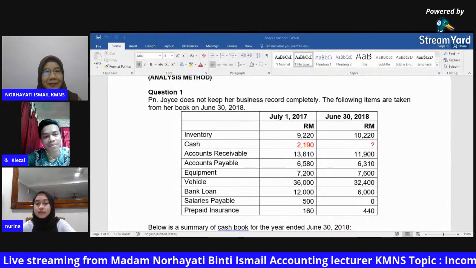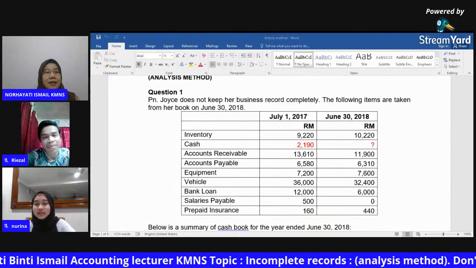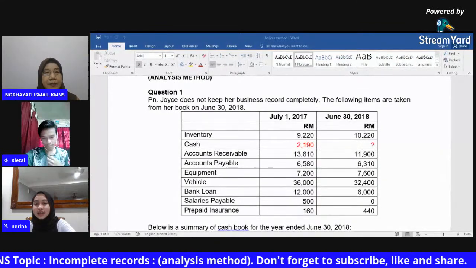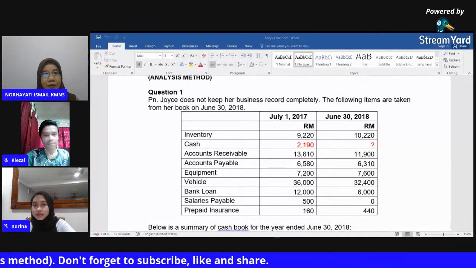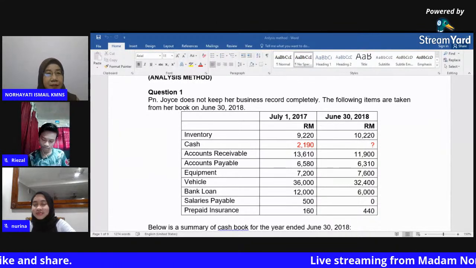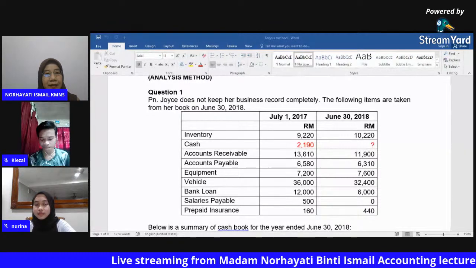Okay Nurina. Okay cikgu. Alright, jadi untuk ini adalah tajuk yang agak very long question dan you must pay attention because soalan dia so many steps. So you must pay attention for the analysis method because dia punya step is very long and you have to prepare the answer pun very long.